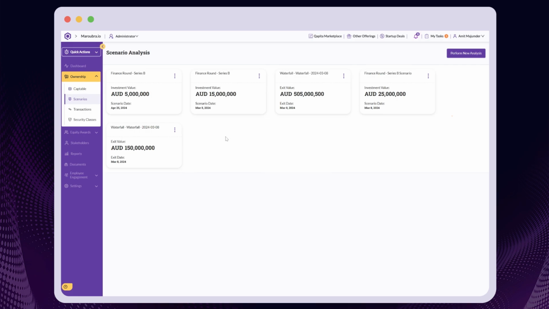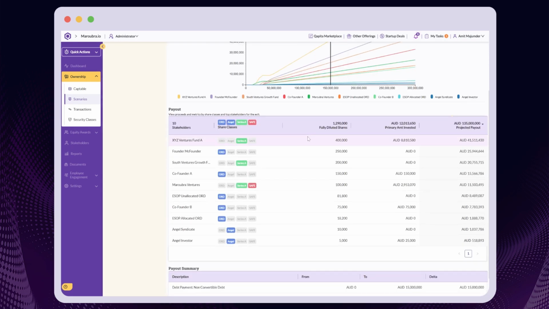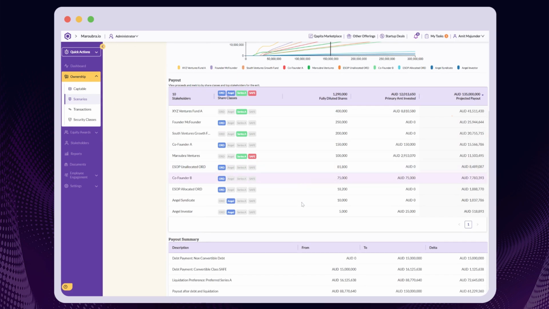or modeling your exit using the waterfall model. Qapita can show the exact implications for each shareholder because the system has all the securities parameters. We're able to calculate exact payouts and liquidation preference, including considerations for any non-convertible debt.